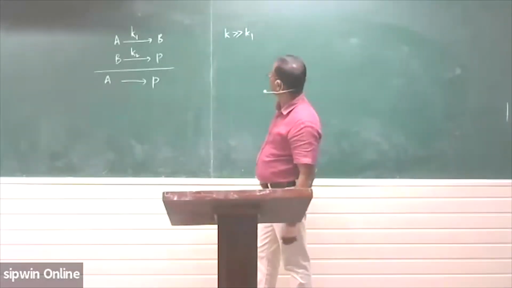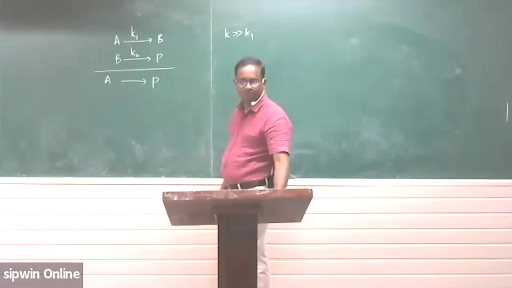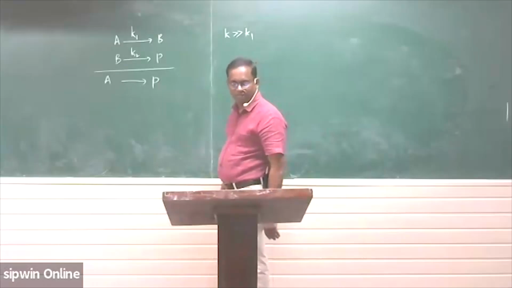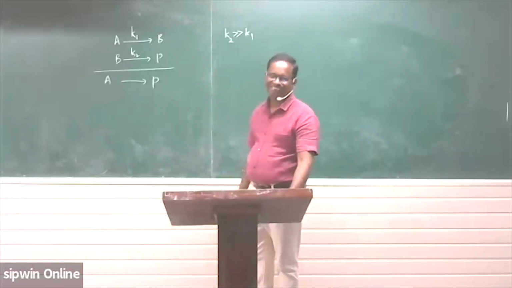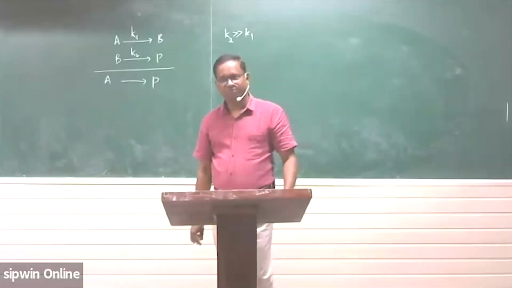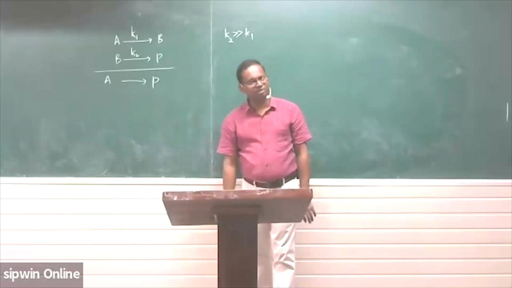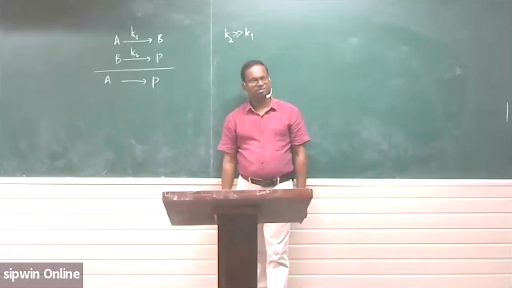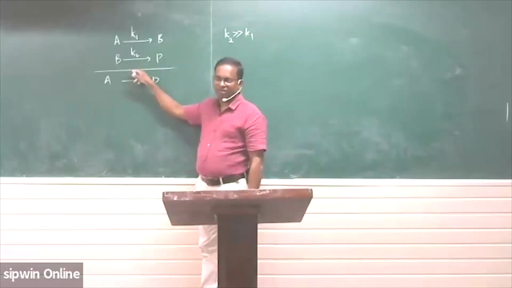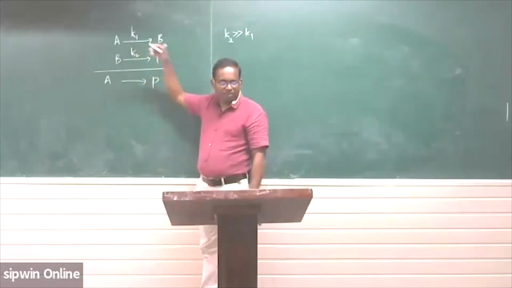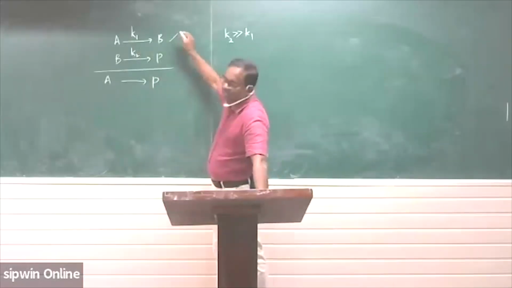Now I wrote k here. We said assume k2 is higher than k1. What does that mean? K2 higher than k1 means which one is the rate determining step, this one or this one? This one is higher, so this one is lower, and that means its rate is lower. So the rate determining step is this one.